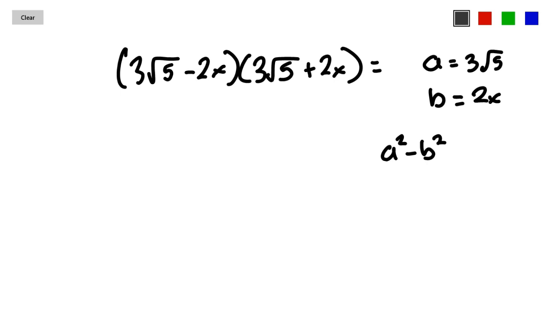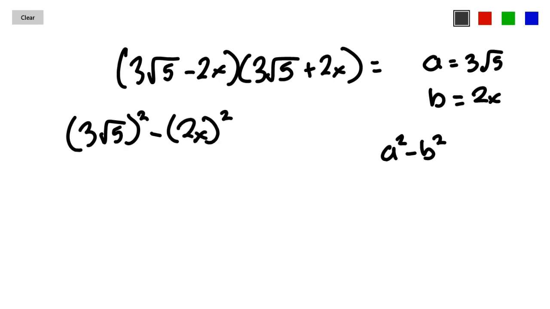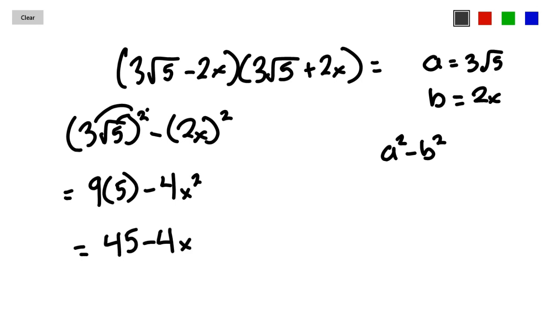So if you know this fact, you can just do this directly and say that this is equal to 3 times the square root of 5 squared minus 2x squared. And if you want to carry out the exponential operation, it's going to give you 9 times 5, because we distribute the exponent to both terms, minus 4x squared. So this is equal to 45 minus 4x squared. And if you want to put this in standard form, you just move the x squared out in front. So you get minus 4x squared plus 45.